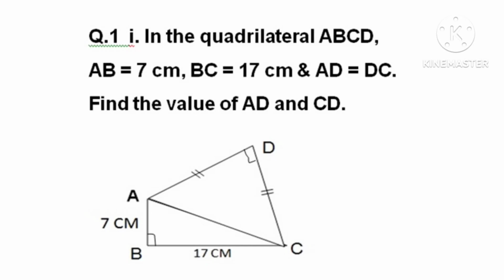Question 1.1. In the quadrilateral ABCD, AB equals 7 centimeters, BC equals 17 centimeters, and AD equals DC. Find the value of AD and CD. Watch the figure carefully. In triangle ABC, we can find AC square using Pythagoras theorem. Also, from right-angled triangle ACD, we can find square of AD plus square of DC. But AD equals DC. Therefore, AC square is equal to 2 times DC square.